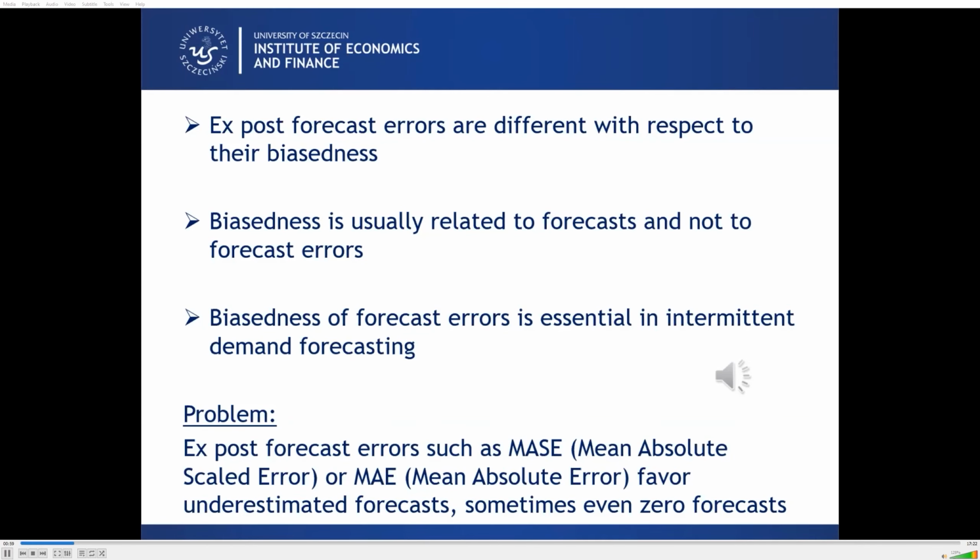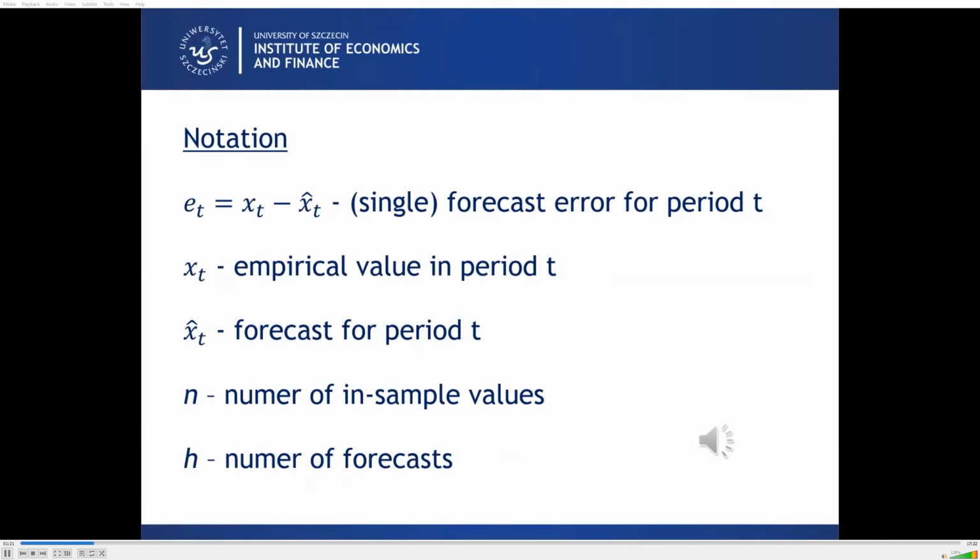The main problem in this research is that ex post forecast errors such as mean absolute scaled error or mean absolute error favor underestimated forecasts, sometimes even zero forecasts. On this slide, notation is explained. As you can see, it is very conventional. I would only like to add that n is the number of in-sample values and h is the number of forecasts.